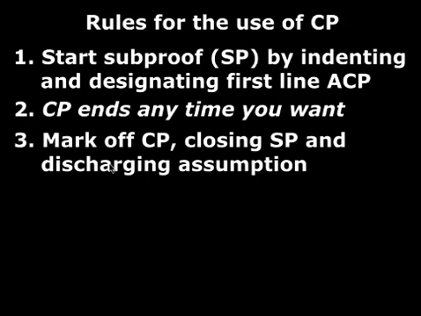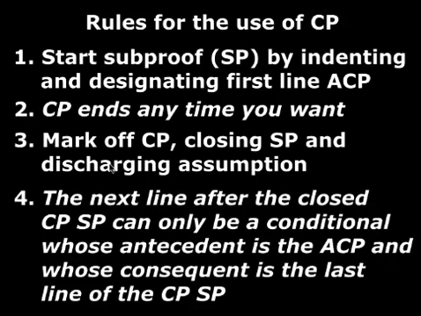When you've decided you want to end your subproof, you mark it off. You draw a little line from the end up to your original assumption. That's called closing the subproof. Also, it's sometimes called discharging the assumption. So you've sort of marked off or quarantined that little subproof, and you've done it graphically also with the lines.